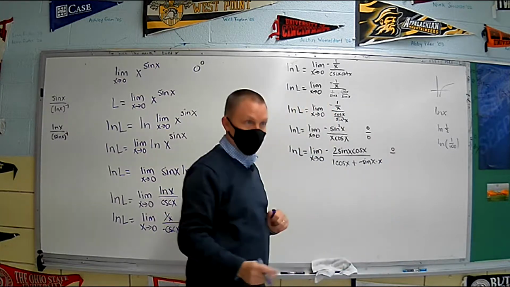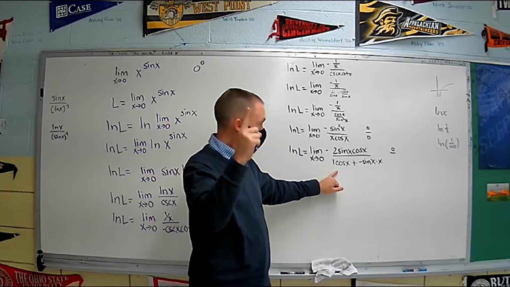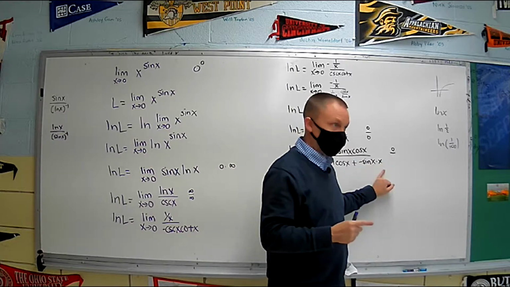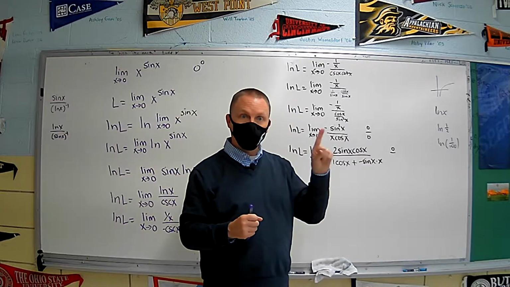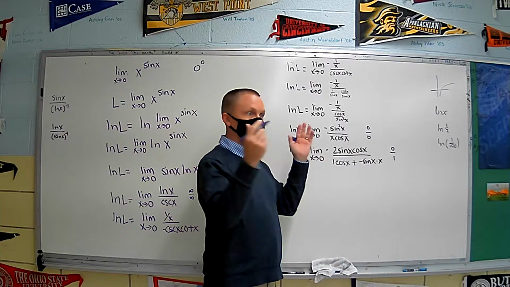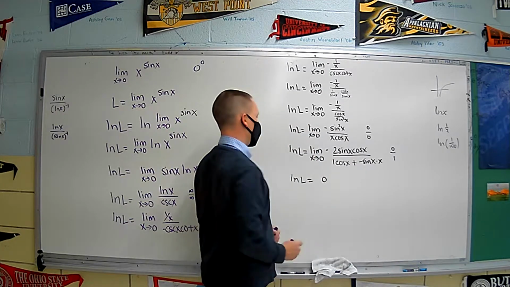The denominator. Cosine of 0 is 1. Sine of 0 is 0. 0 times 0 is 0. So the denominator is approaching 1. And 0 divided by 1 is 0. So the right side is 0.